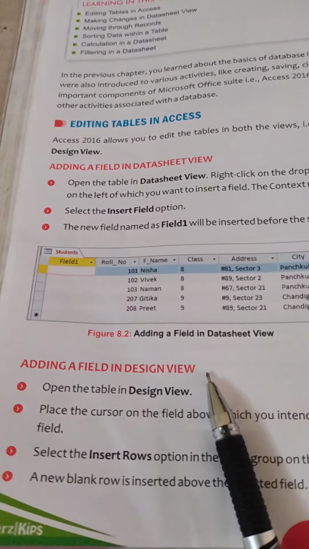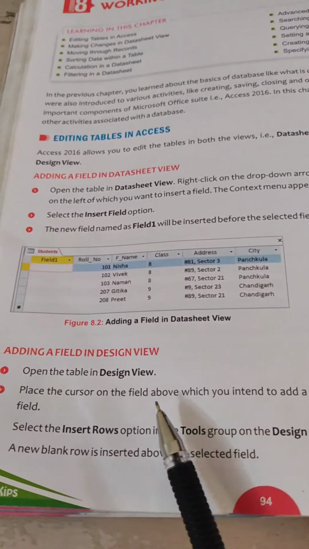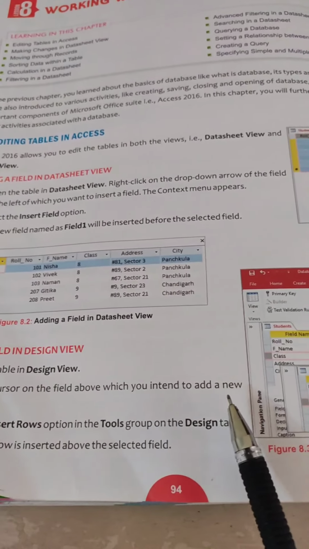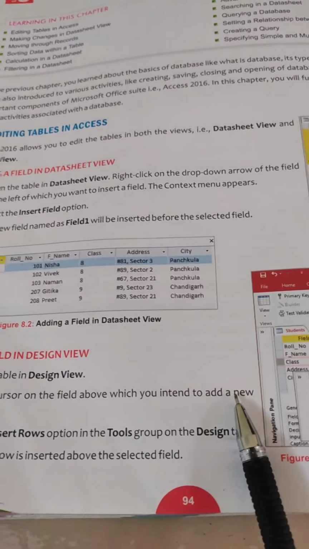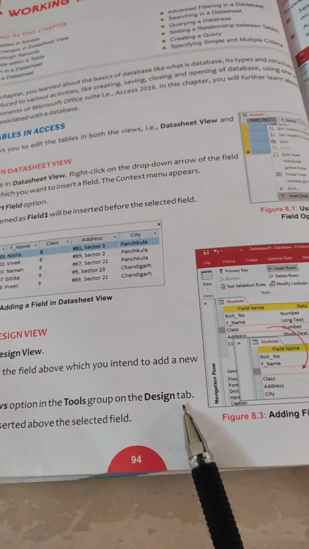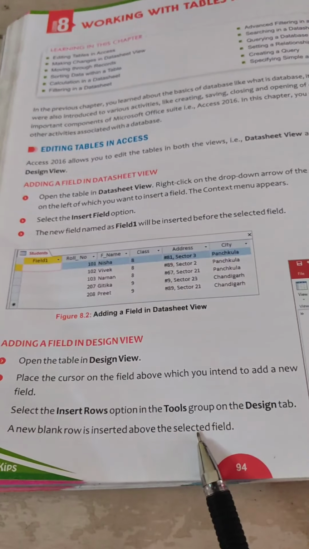Adding a field in design view, open the table in design view, place the cursor on the field above which you intend to add a new field. Select the Insert Rows option in the Tools group on the Design tab. A new blank row is inserted above the selected field.